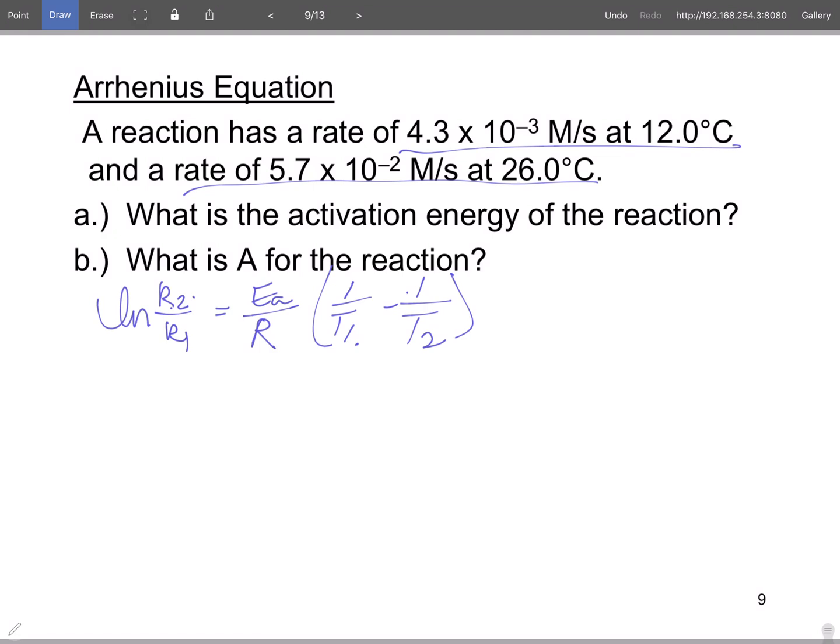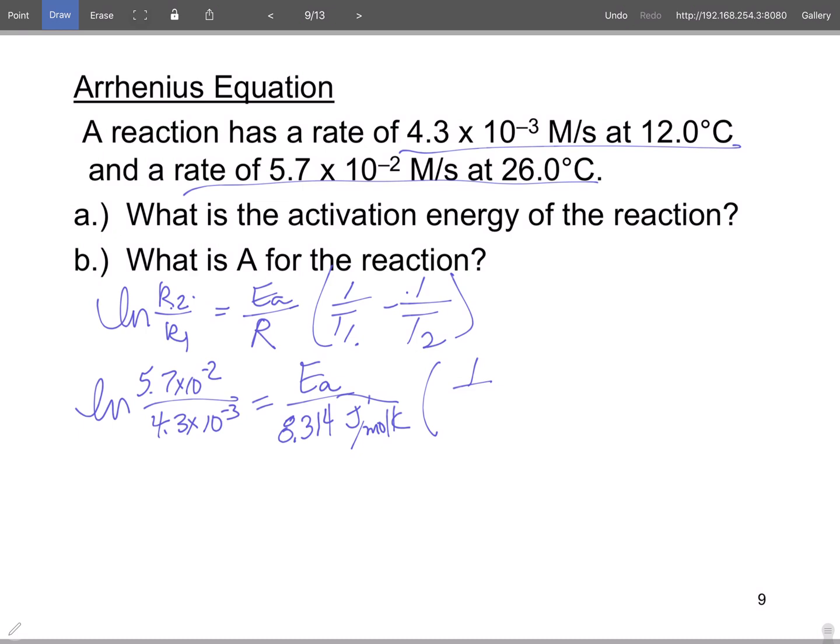So if we sub this in, we end up with the natural log of 5.7 times 10 to the minus 2 divided by 4.3 times 10 to the minus 3 is equal to E sub A, which is what we're looking for, 8.314 joules per mole K, I think. I really got to look that up.